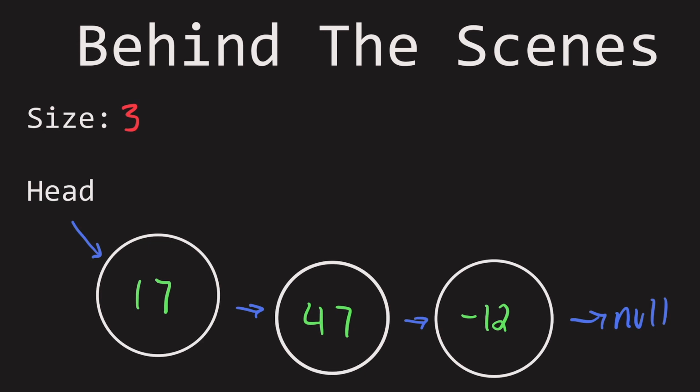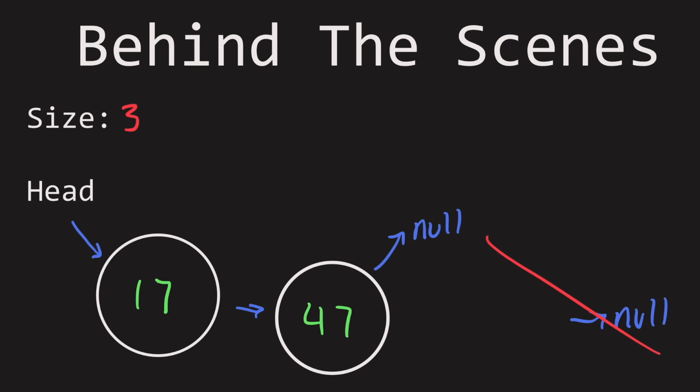Now if we wanted to remove the last value, all we would need to do is set 47 to point to null. Because there is no longer a pointer to the negative 12 node in memory, this node is lost and cannot be accessed. In Java, the garbage collector automatically detects that it has no pointers and clears it from memory, and the size is then updated.